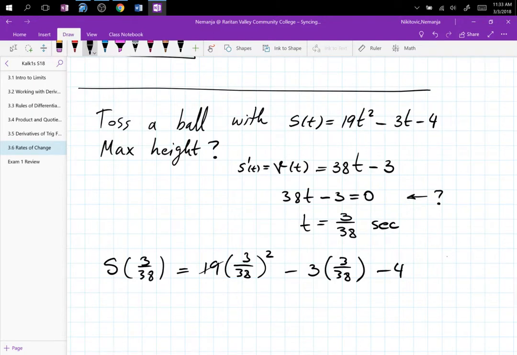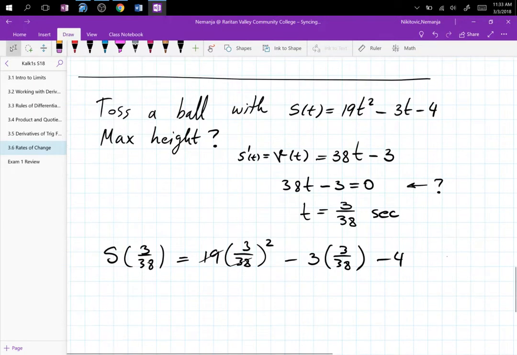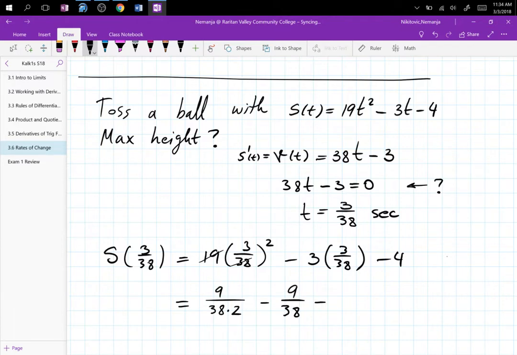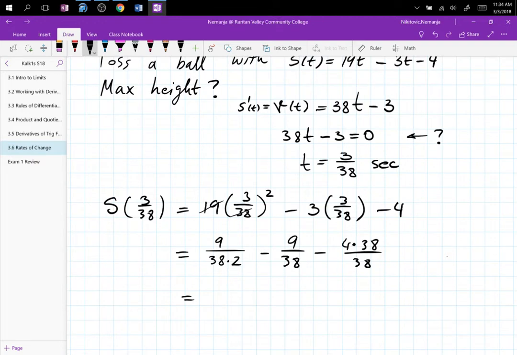19 will cancel one of the 38s, so you get 9 over 38 times 2 minus 9 over 38 minus 4 times 38 over 38 to get the common denominator. And now I need to multiply everywhere by 2. So that's 38 times 2 is 76. So that's 9 minus, I need times 2 over here to get, so that's 18. And then minus, I need another times 2 over here to get 76.